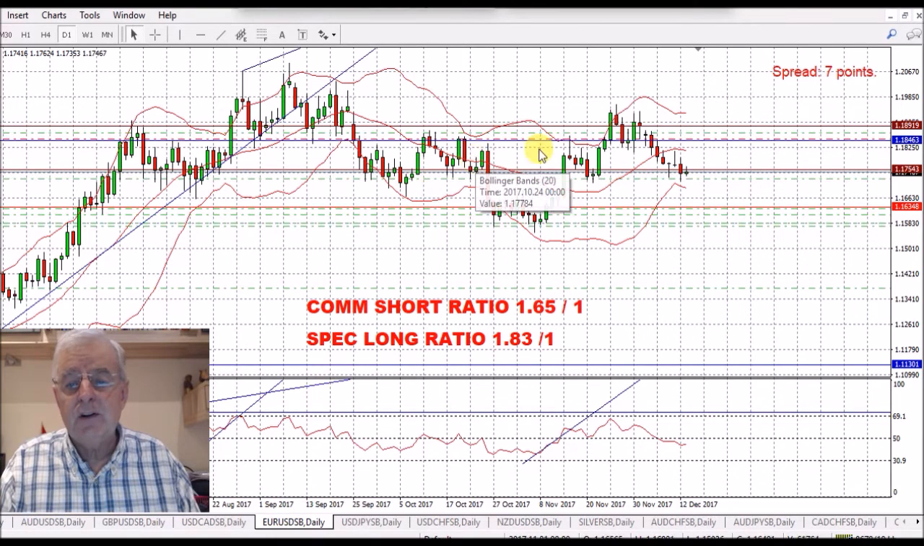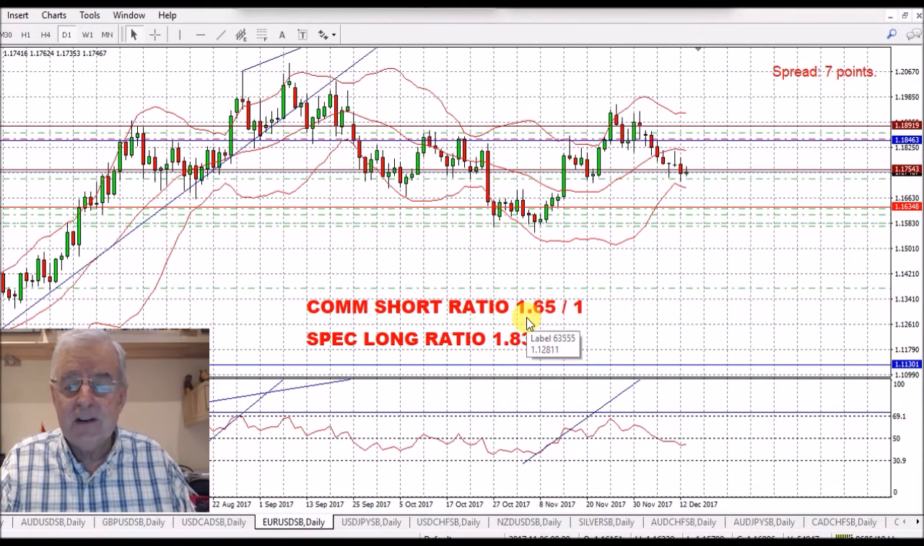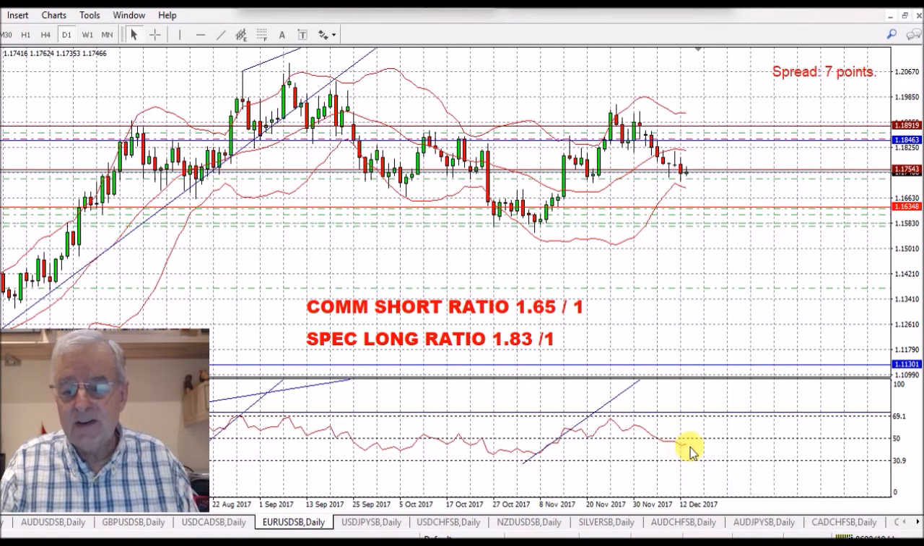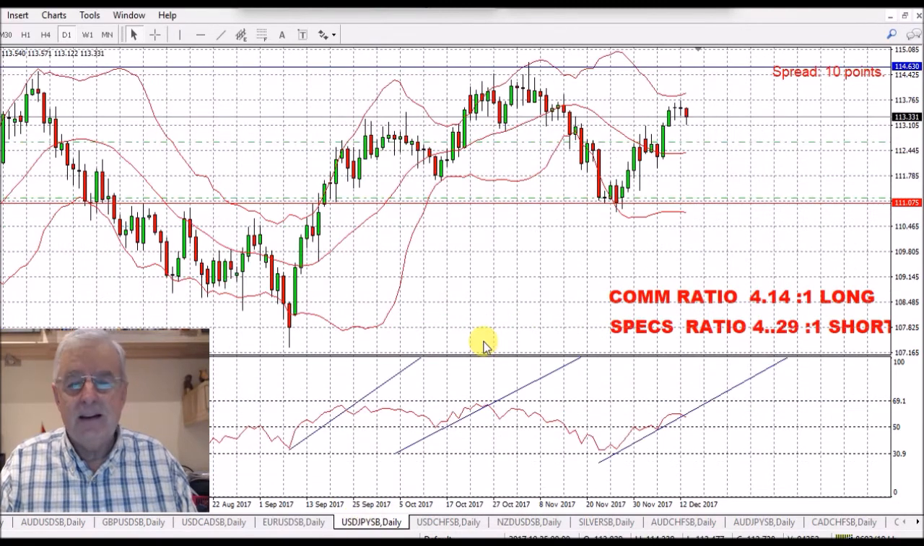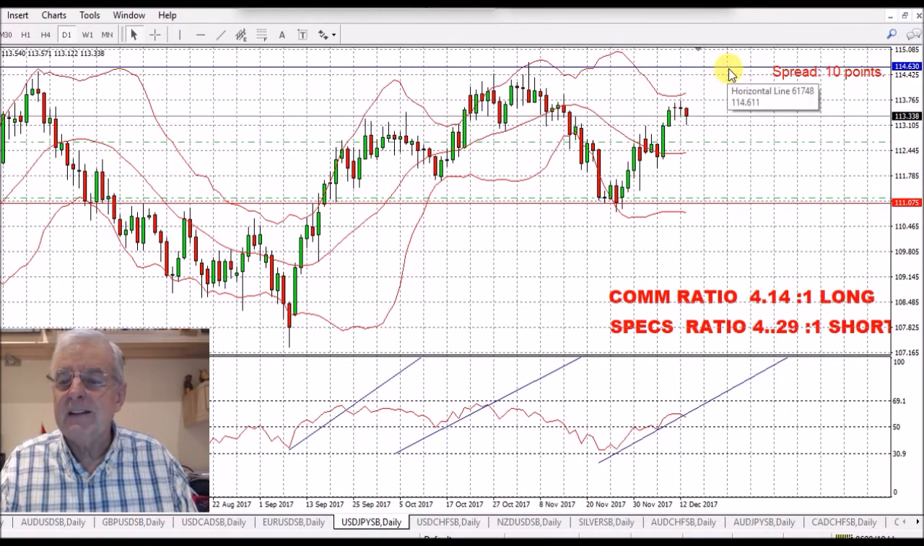Euro, US dollar, I expect more weakness today. We've got a short ratio of 1.65 to 1 for the euro. That's a 5-year extreme. We are below the 50 on the RSI, which is bearish, and I'm just looking for this to continue on down.